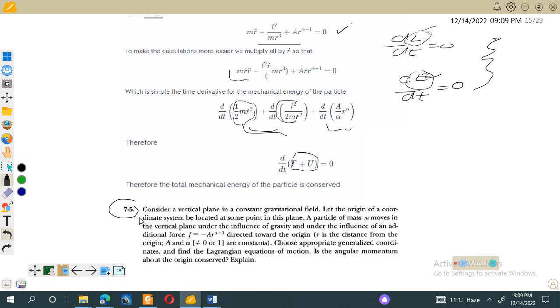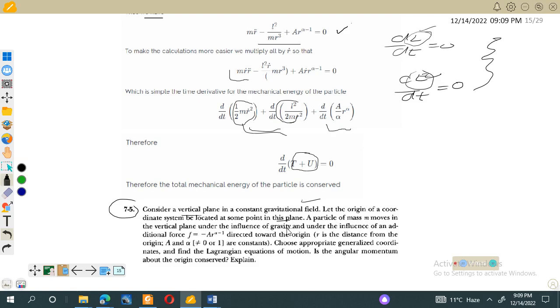In this lecture we will discuss the solution for problem number 7.5, which says: consider a vertical plane in a constant gravitational field. Let the origin of a coordinate system be located at some point in this plane. A particle of mass m moves in the vertical plane under the influence of gravity.